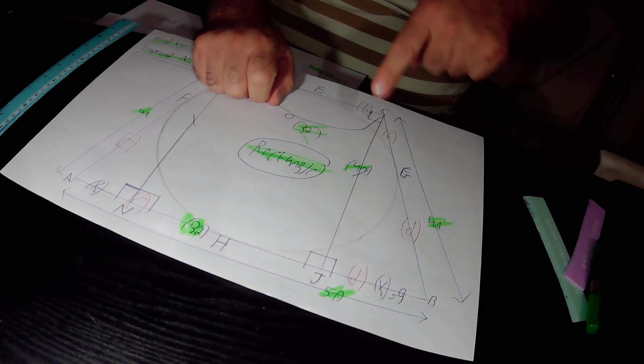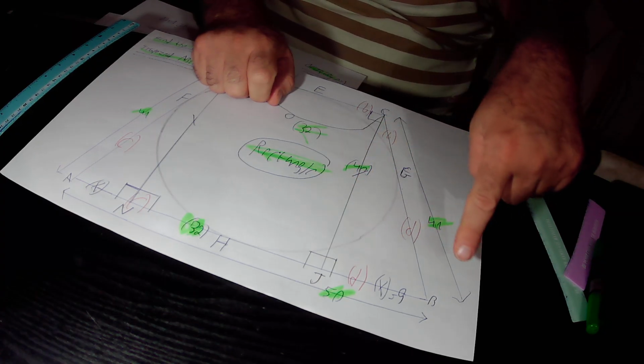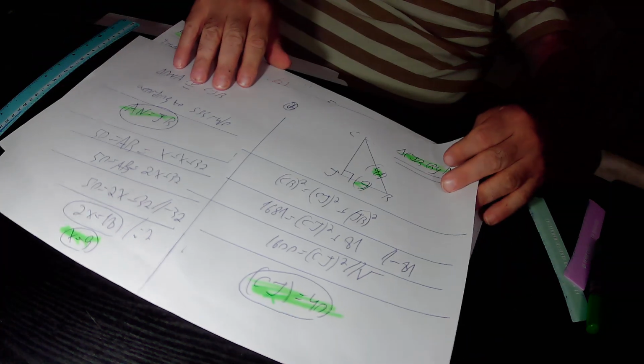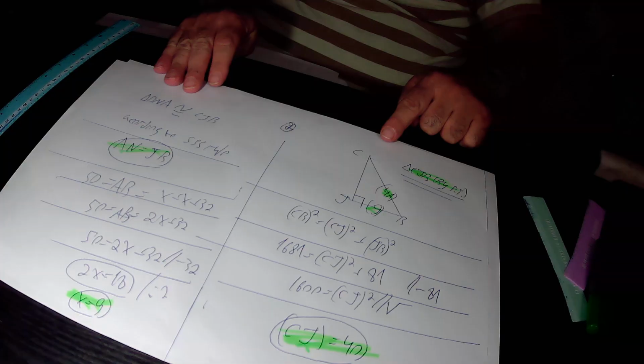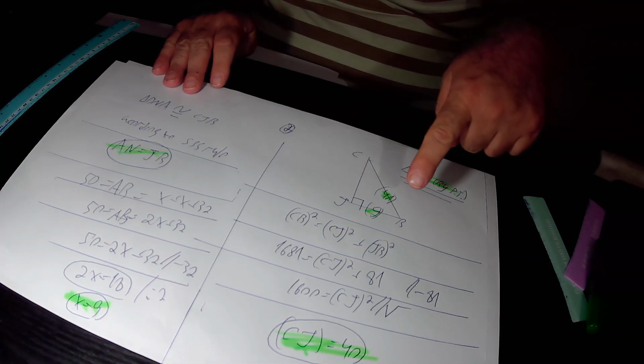this right triangle CJB. The hypotenuse CB equals 41 units, JB equals 9, and CJ is the missing side. So here, this is the right triangle CJB that I copied from the original drawing. In this right triangle CJB, according to the Pythagoras theorem, CB squared, that is the square of the hypotenuse, equals CJ squared plus JB squared.